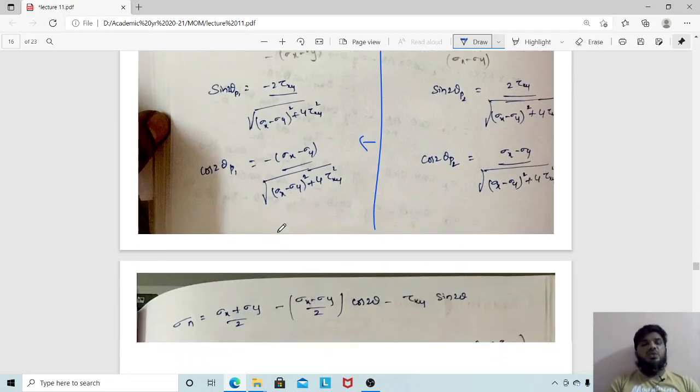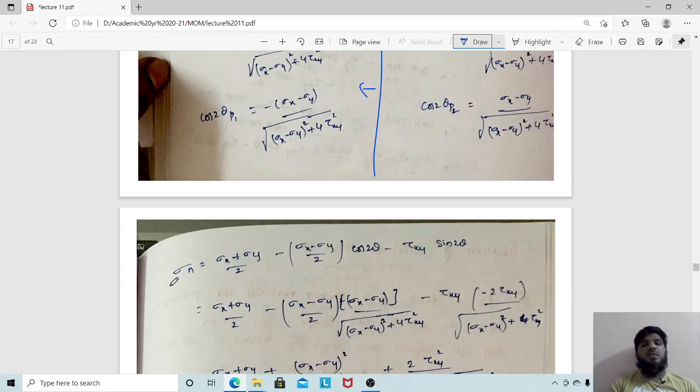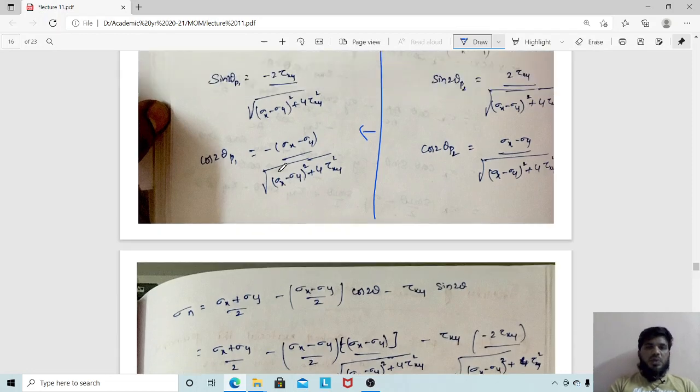Once you find this, go to the sigma n value. What is the sigma n value you have got? Sigma x plus sigma y by 2 minus sigma x minus sigma y by 2 cos 2 theta minus tau xy sin 2 theta. So compare this. You have sin 2 theta here and cos 2 theta here. So I am substituting the cos 2 theta value and the sin 2 theta value. I am directly drawing these values.